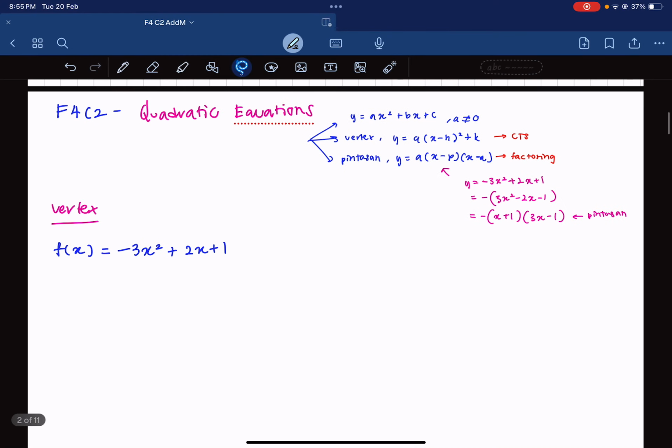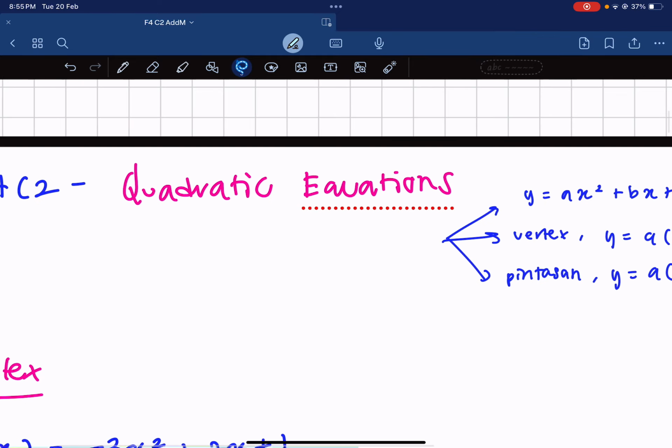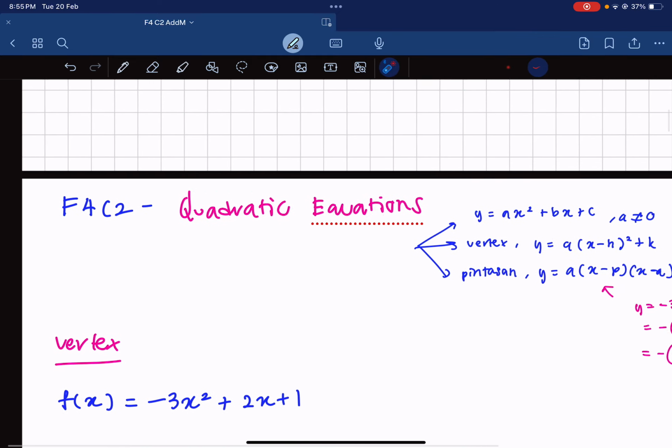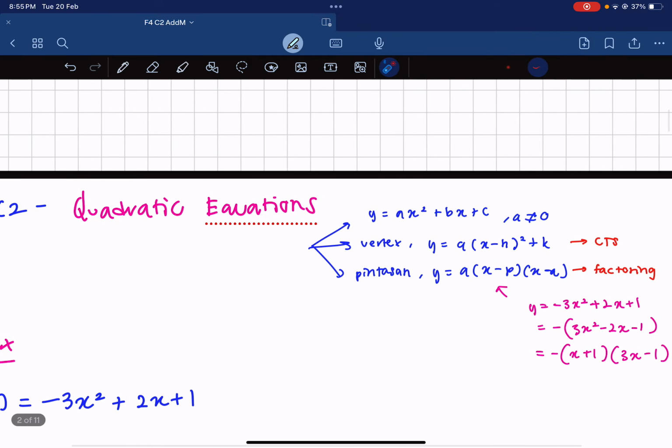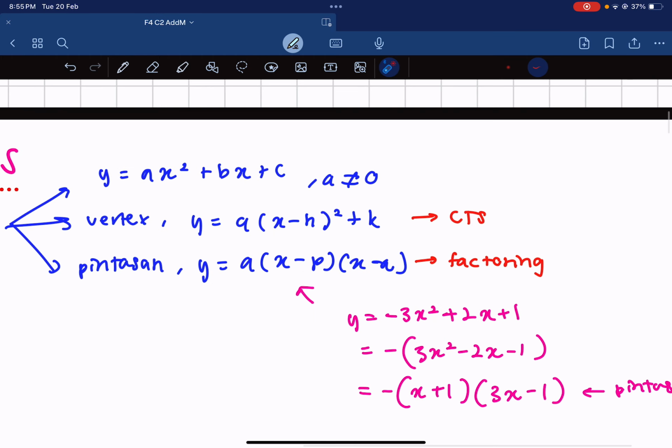Okay, hello. So I'm going to just refresh your memory on how to do the vertex equation. So Form 4 Chapter 2 Quadratic Equations, as you know, ada tiga bentuk, which is the general one, y equals ax square plus bx plus c. And this general one ni memang yang biasa you nampak lah. It's anything yang ada power 2 as the highest power.